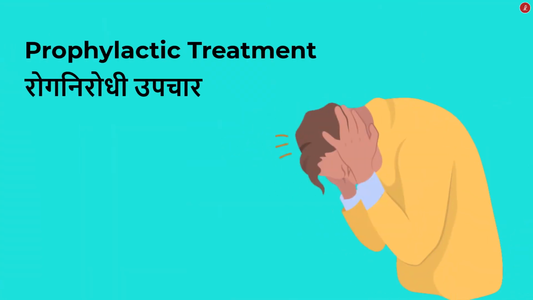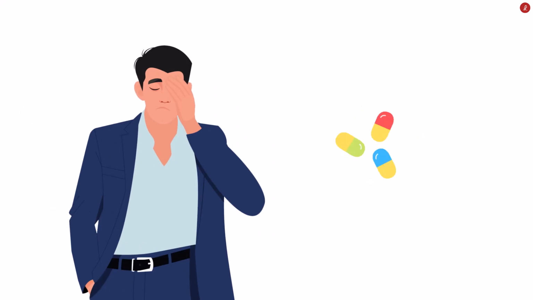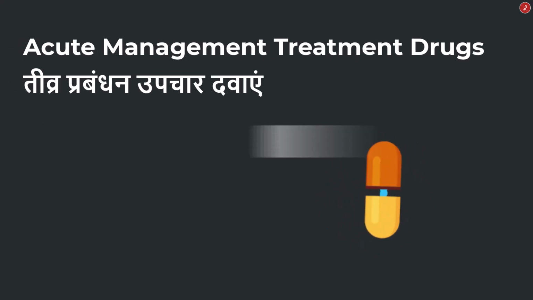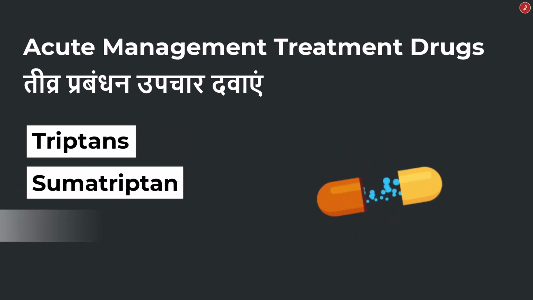Treatment and prophylactic treatment. Acute treatment includes giving painkiller medications to cut down the pain. The painkiller medications should be taken as early as possible at the start of the pain. If you take them at the peak of the pain, the medications are not going to act very fast and the suffering will be more. Besides these painkillers, we have another set of acute management drugs, which are primarily vasoconstrictors, that is, they constrict the blood vessels. They are called triptans, for example sumatriptan and zolmitriptan.